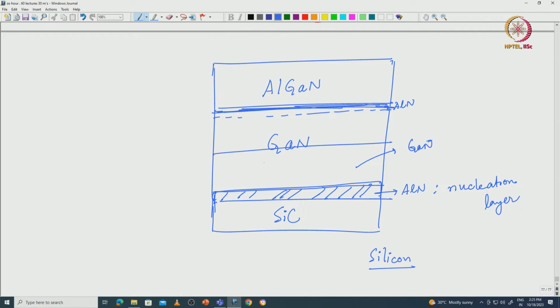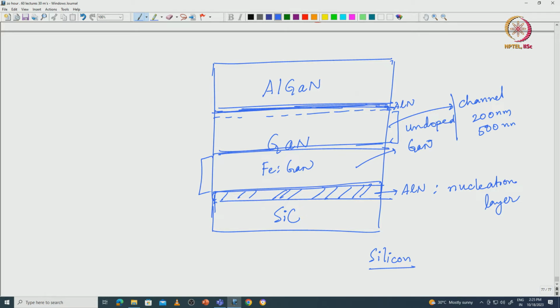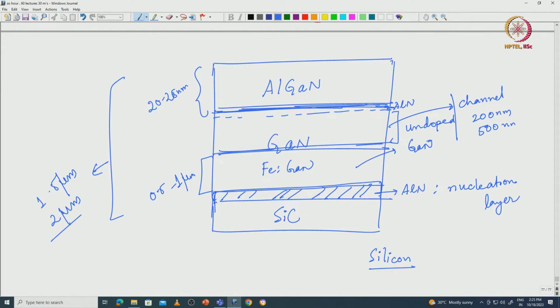Typically there is a gallium nitride which is iron doped, and then after some time you stop the iron doping and you do not dope this, this is undoped, no iron doping is there, and we call this the channel layer. Depending on the growth condition and the vendor, this could be say 200 nanometer, it could be even 500 nanometer, okay, this undoped region, and the doped region could be between 0.5 to 1 micron typically. And the AlGaN barrier is around 20 to 25 nanometer, okay. So the total stack thickness could be around 1.5 micron for instance, or maybe 2 micron, depending on the vendor and what kind of wafers you are growing.